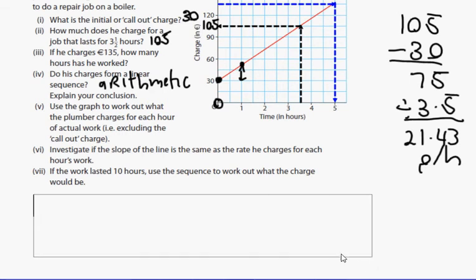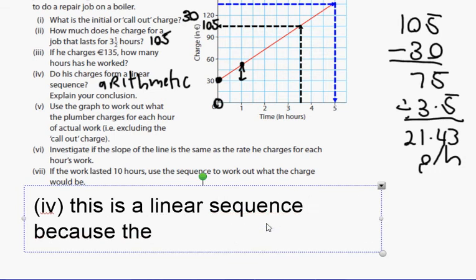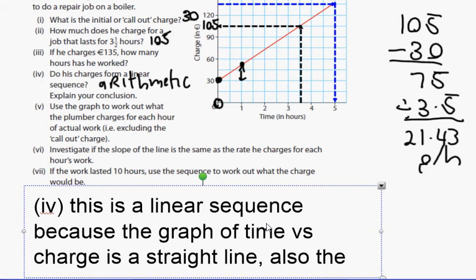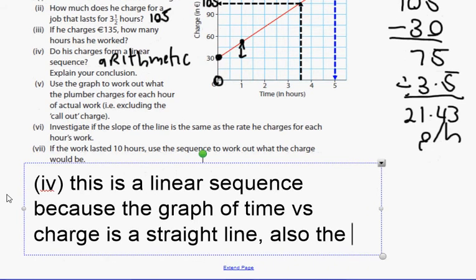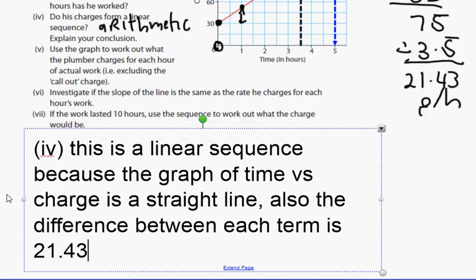For part 4, how would you explain part 4? This is a linear sequence because of two reasons. Because the graph of time versus charge is a straight line. If it's a straight line, it's always linear. Also, what did we say earlier? The difference between each term is €21.43. That's the difference between 1 hour and 2 hours, isn't it? You get charged €21.43 extra for every hour. So that's going to be the difference between 1 and 2 hours, 3 and 4 hours.